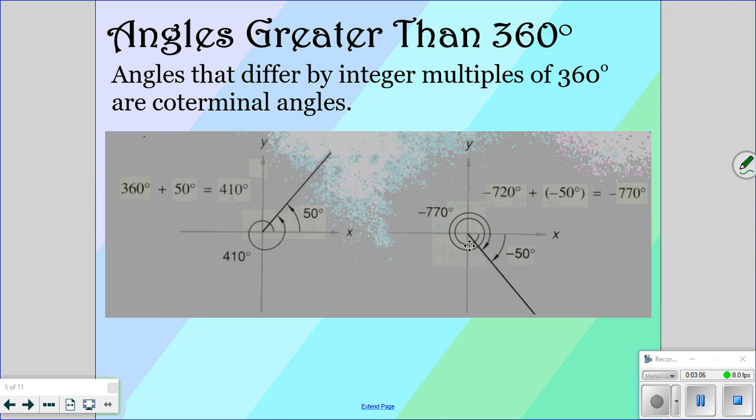Or you could have a negative number. And so on this one, we went down 50, so negative 50. And then we went around once and around a second time. And so 2 times 360 is the 720. And since we went down, it's negative 720 and negative 50. Negative 770 is coterminal with negative 50 degrees. There are a lot of, infinitely many technically, that are coterminal with 50 and negative 50, because all you have to do is keep adding 360 or subtracting 360 to find another one that would be coterminal.